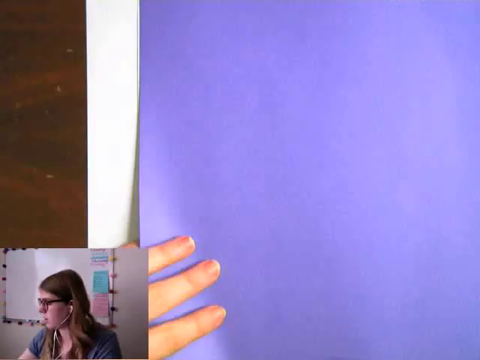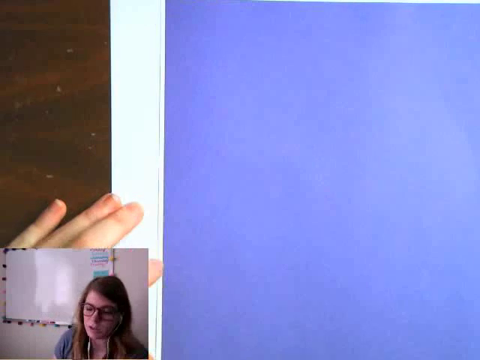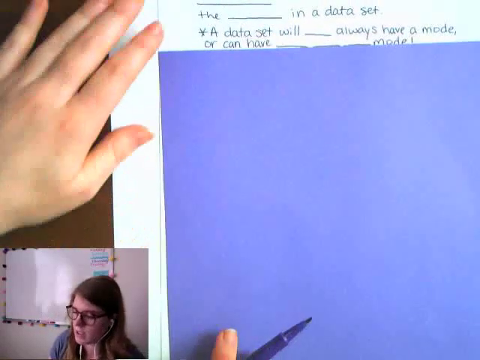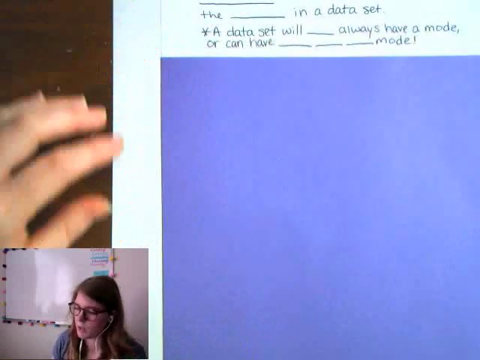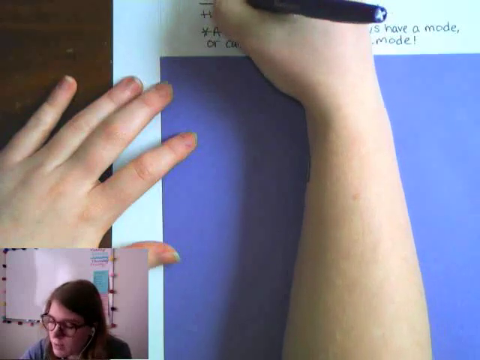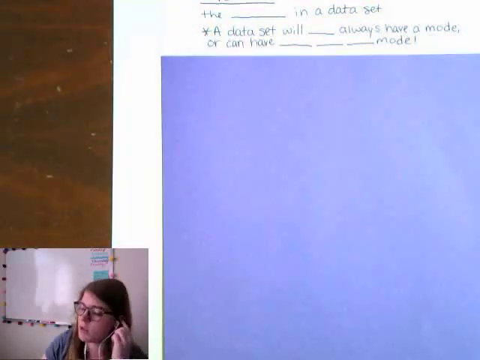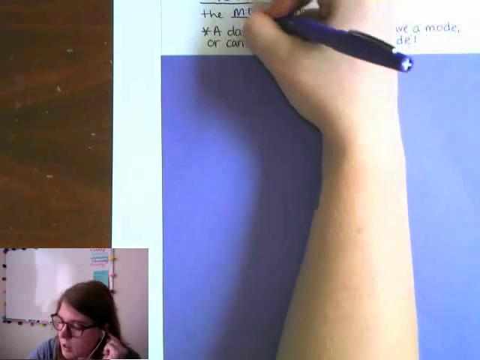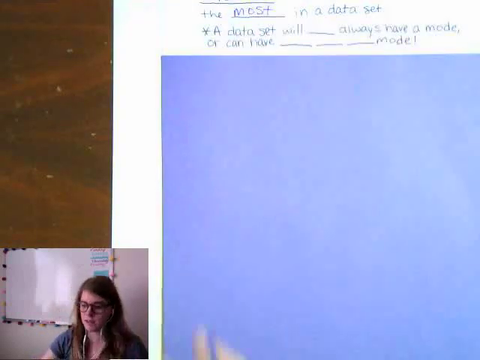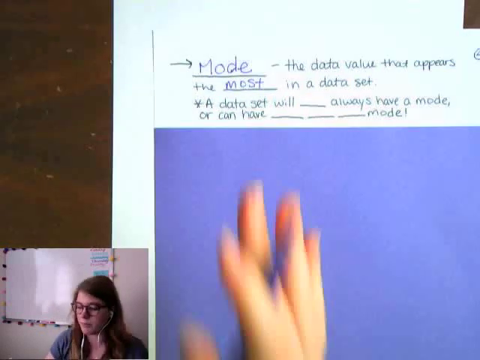All right, we've got two more data measures to go through. These ones are pretty quick, they're pretty simple, so I'll try to make this as quick as I can. The first one we're going to talk about is, well, the third one, but the next one is the mode. So the mode is the data value that appears the most in a data set. Oh my goodness. There we go.